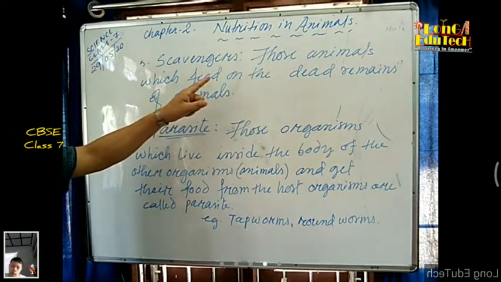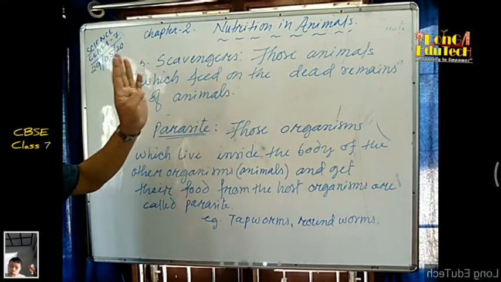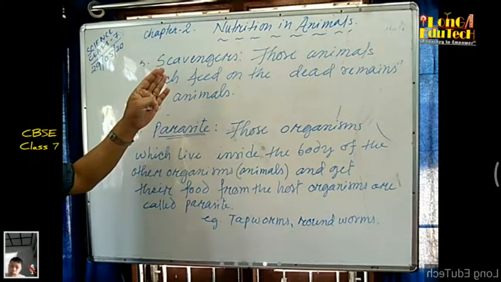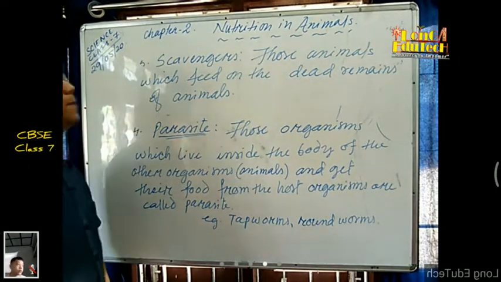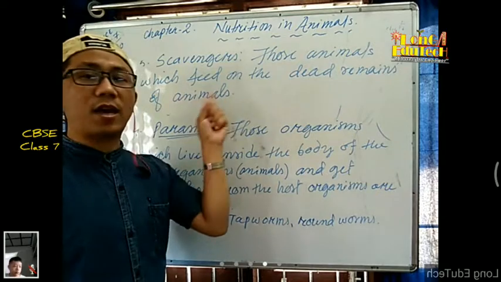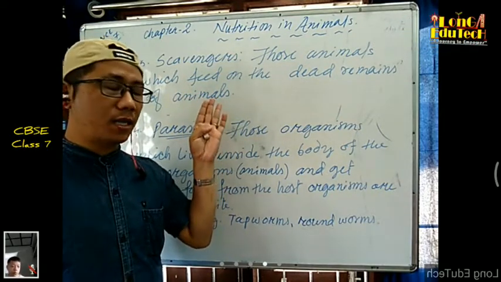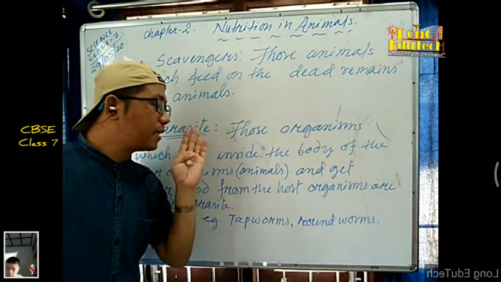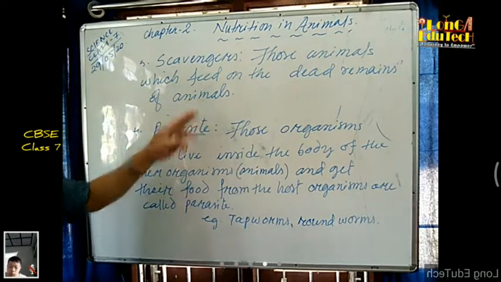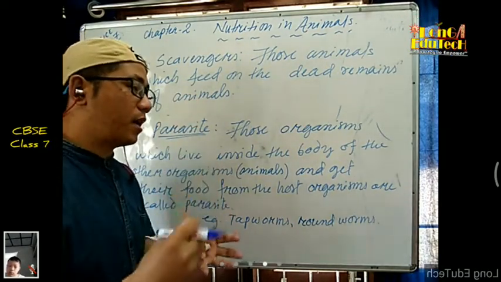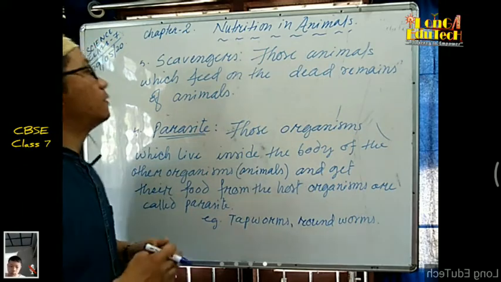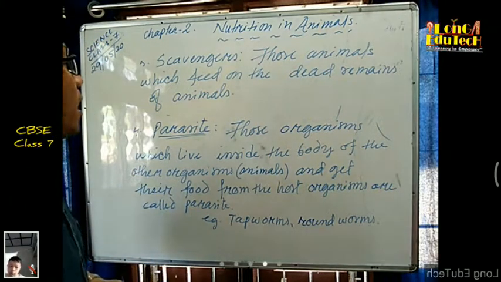So they are called scavengers. Examples are the crow, vulture, and cats. Those animals which feed on the dead remains of animals. These are the dead remains left after the predator has eaten. That's why we say tigers and lions kill and eat there, and after that some dead remains are left. With that they feed. Those animals which feed on the dead remains of animals.